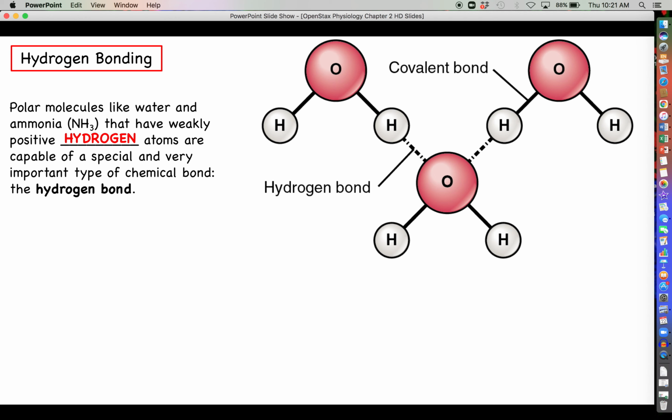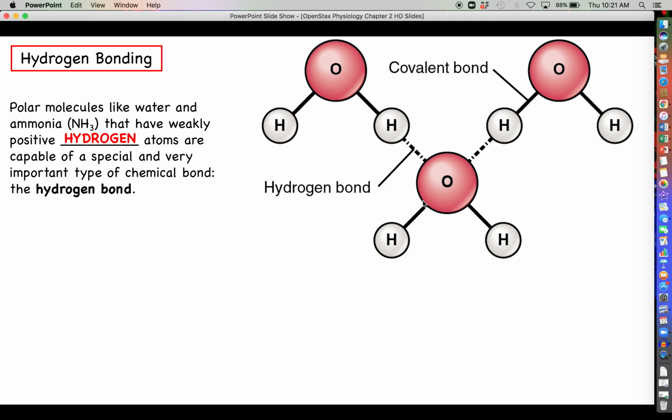Now, the important thing to note here is that a hydrogen bond is going to be very different than the covalent bonds that we were talking about previously. So in this picture that you're looking at here from your textbook, we have 3 different water molecules.